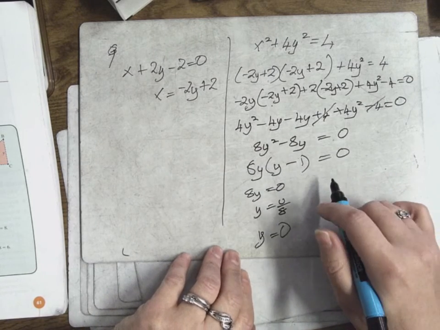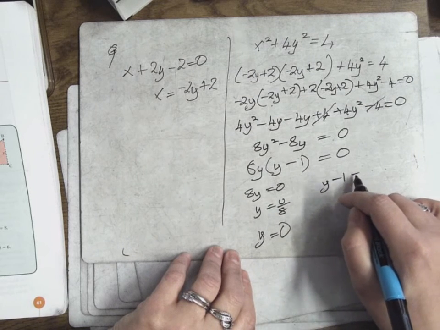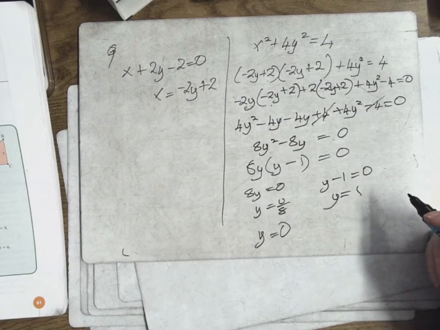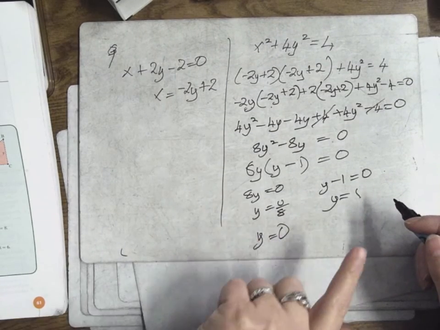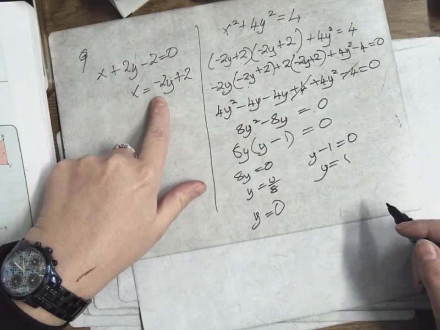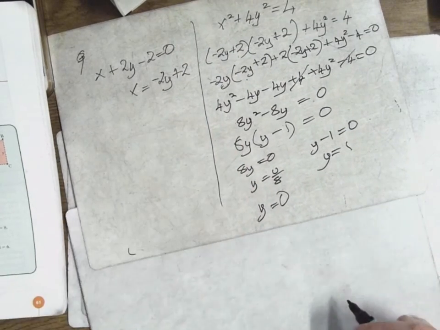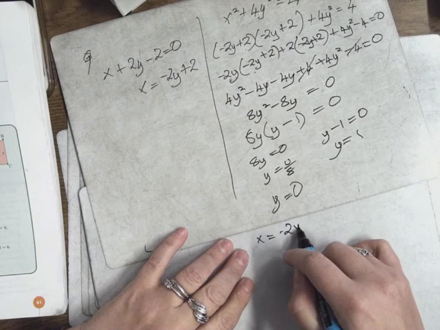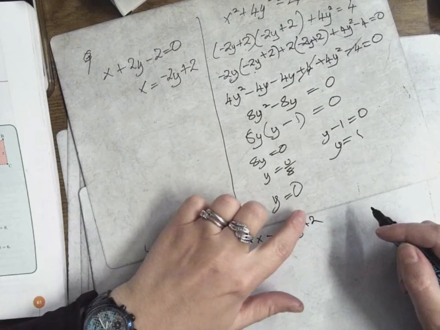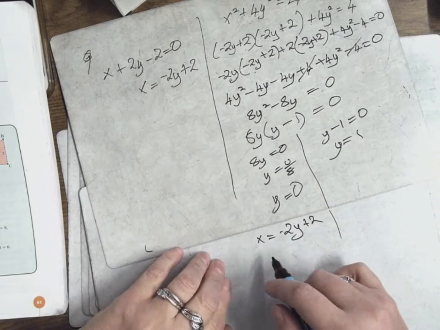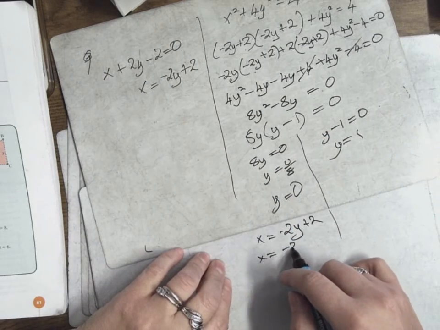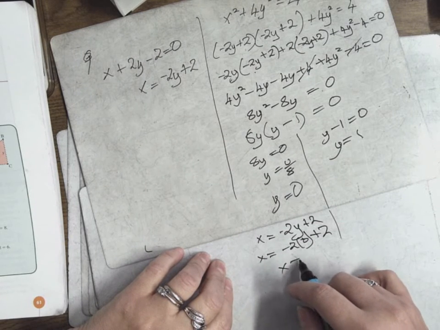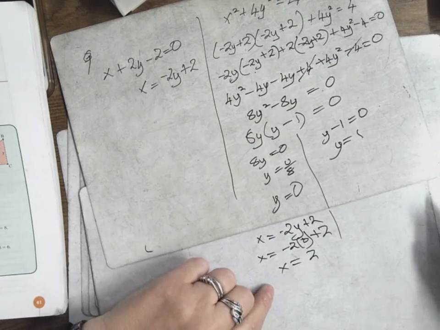The other one, y minus 1 equals 0. So that means y equals 1. Is that okay? Now for each y, I have to get a matching x. So I go back up to the linear equation, x equals minus 2y plus 2. Everywhere I see y, put in a 0 for this one. So x is equal to minus 2 times 0 plus 2. Into the calculator and you'll just get 2. So that's one answer. Y is 0, x is 2.